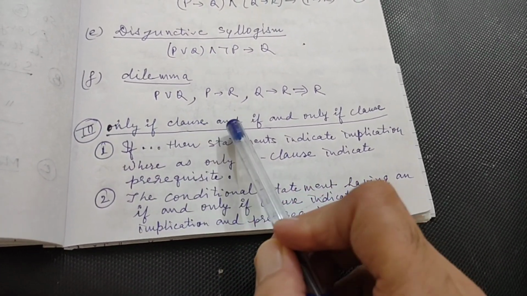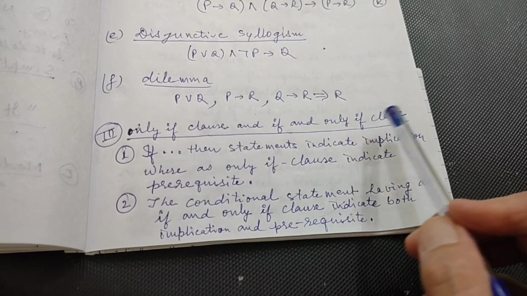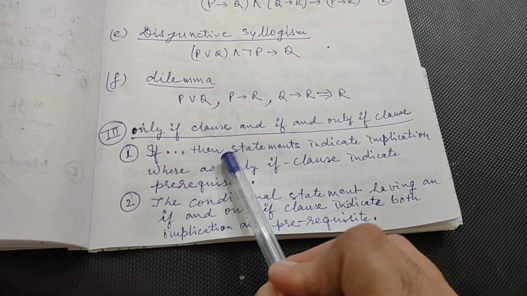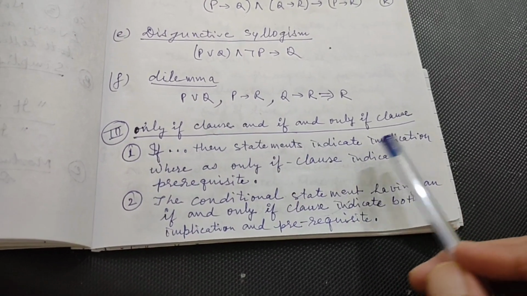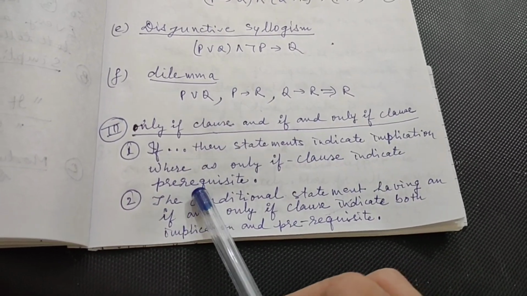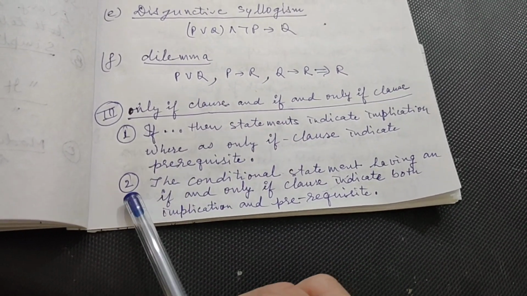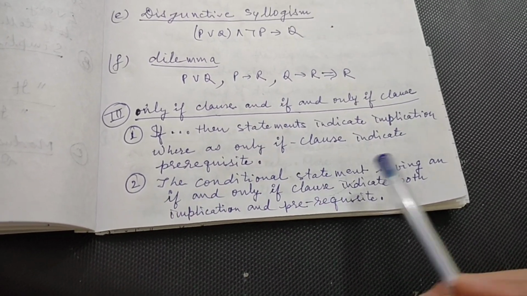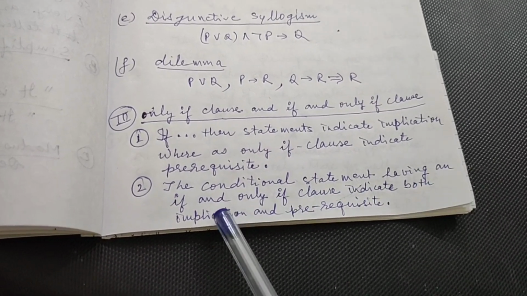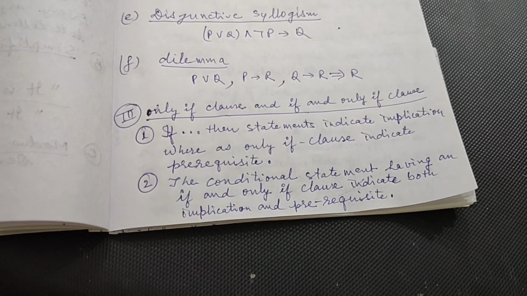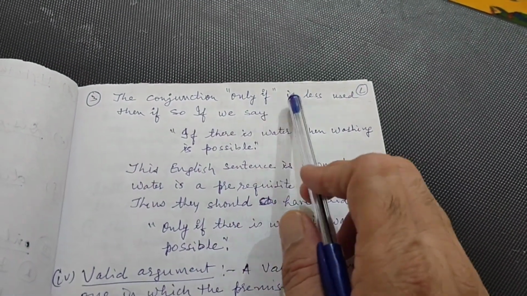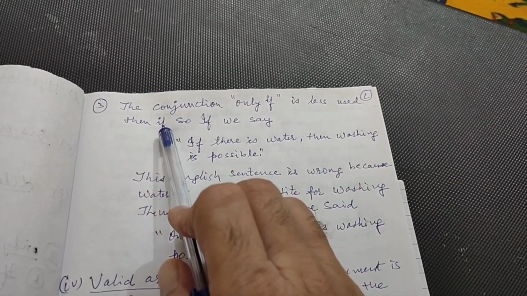Only if clause and if and only if clause. First, if-then statements indicate implication, whereas an only if clause indicates a prerequisite. Second, a conditional statement having an if and only if clause indicates both implication and prerequisite. Third, the conjunction only if is less used than if.